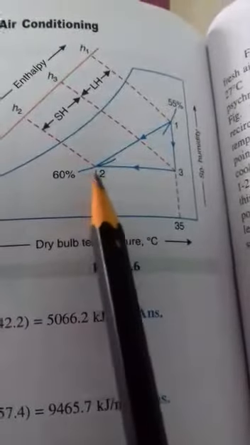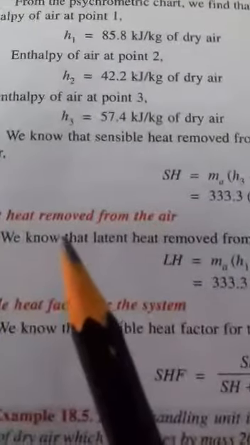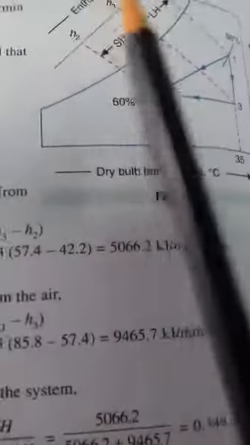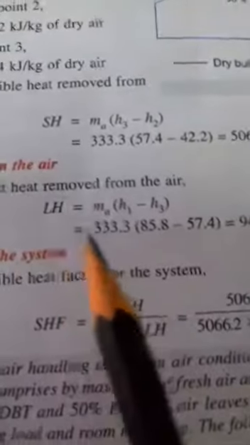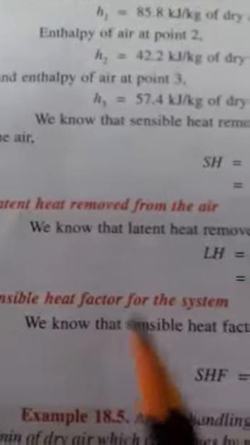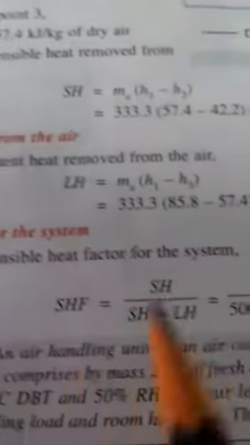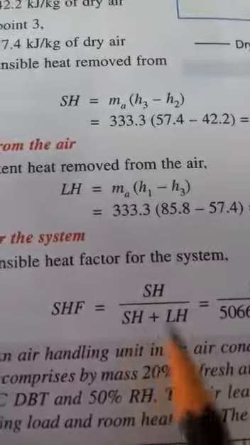Then next is the sensible heat factor, which is the ratio of sensible heat divided by sensible heat plus latent heat, and we have already calculated the sensible heat removed as 5066.2 and the latent heat of the air removed as 9465.7. Both are known to us. We put the sensible heat over here, then latent heat plus sensible heat, and we got 0.348. That's all. Thank you.